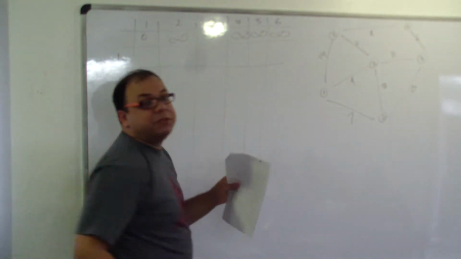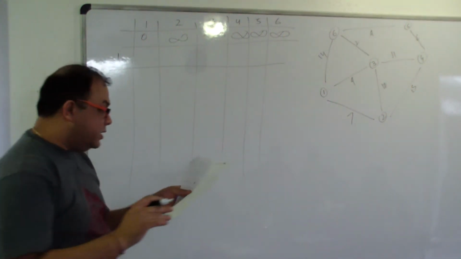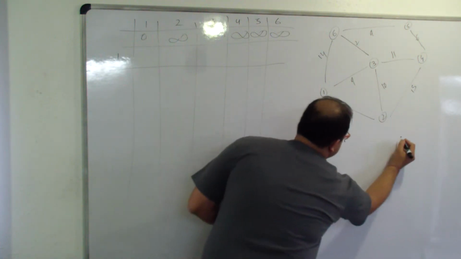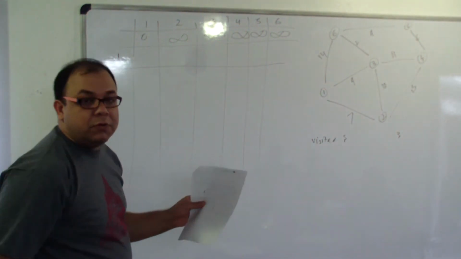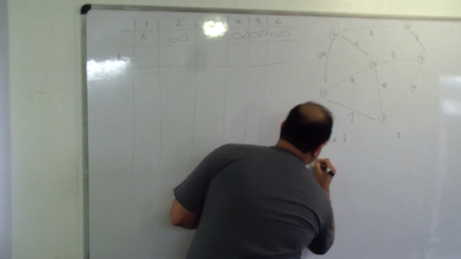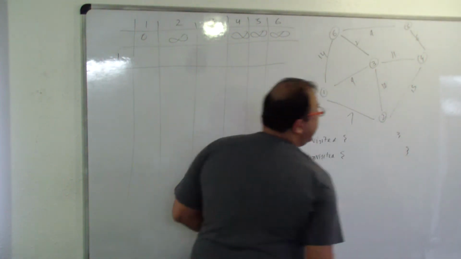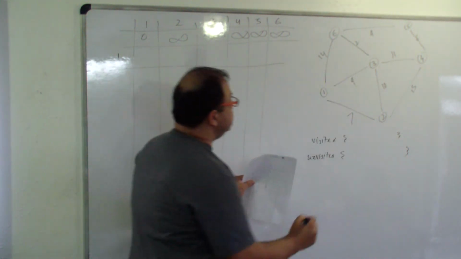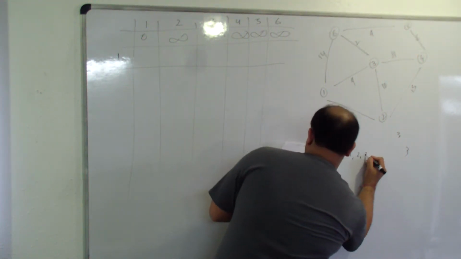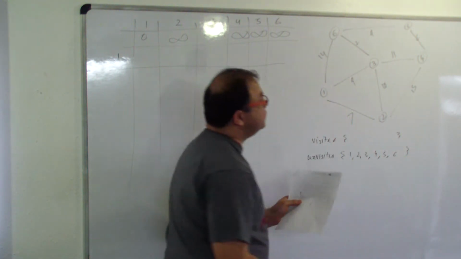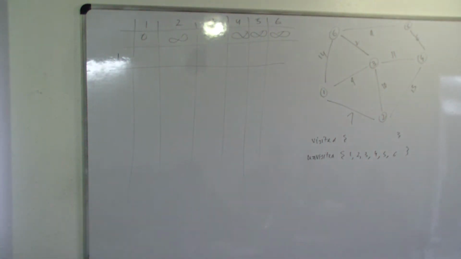And then we have two different things. One is visited and one is not visited. This visited list, or whatever you want to call it, is empty, and in unvisited we will add all the things. So right now 1, 2, 3, 4, 5, 6. So these are the list of unvisited.